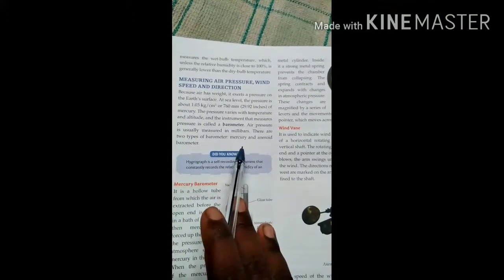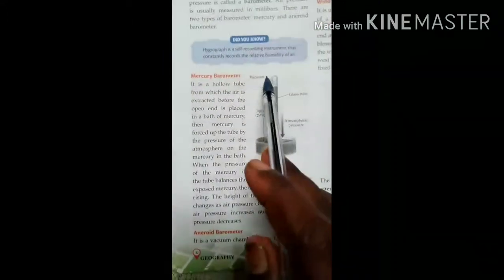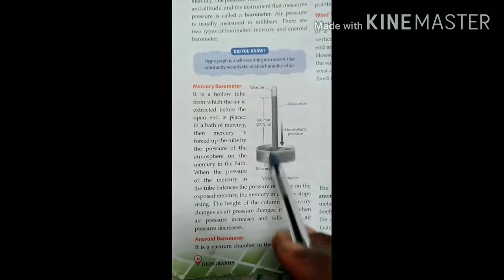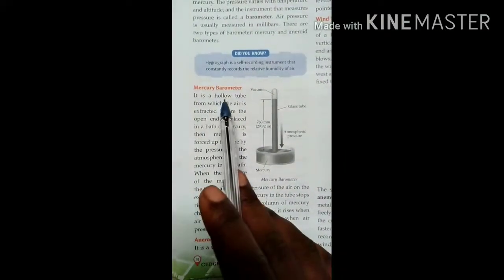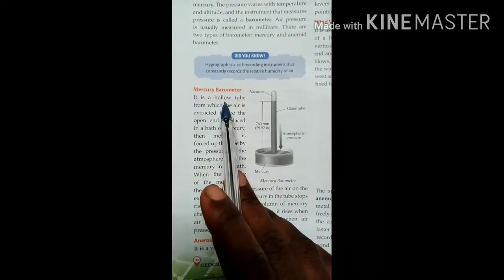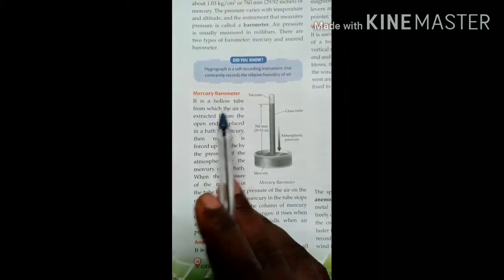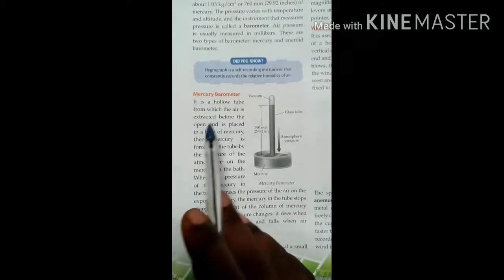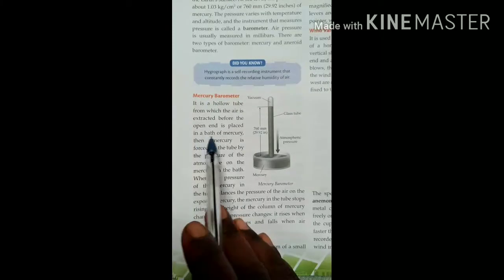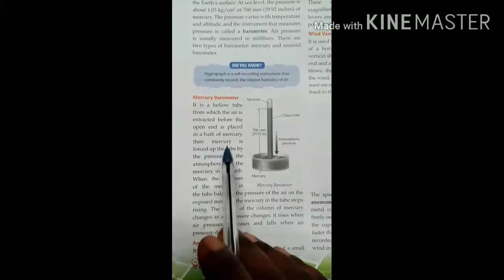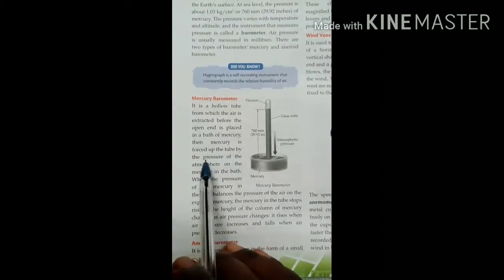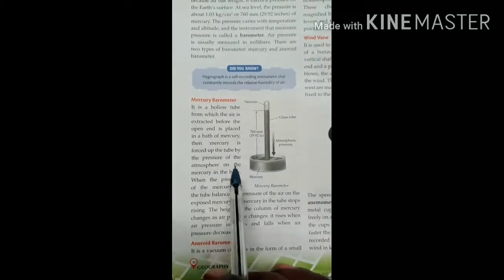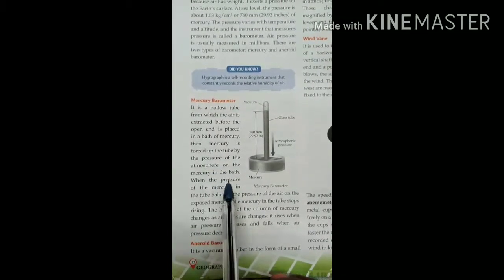There are two types of barometer, mercury and aneroid barometer. Let us discuss the mercury barometer. You can see the picture. It is a hollow tube from which the air is extracted before the opening is placed in a bath of mercury. Then mercury is forced up the tube by the pressure of the atmosphere on the mercury in the bath.